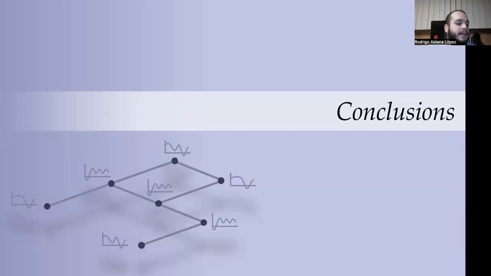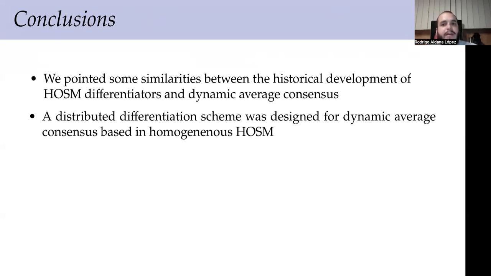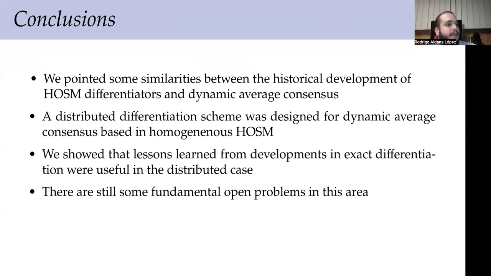Okay. So just to draw some conclusions, which are important. The main thing is that I wanted to point out some similarities between the historical development of these two things, differentiators and dynamic average consensus, and that the distributed differentiation design is inspired by homogeneity and differentiators. And we show that these lessons that we learned in the development of exact differentiation are useful also for the distributed case, but that there are still some fundamental open problems. The main problem that I see right now is gain design.